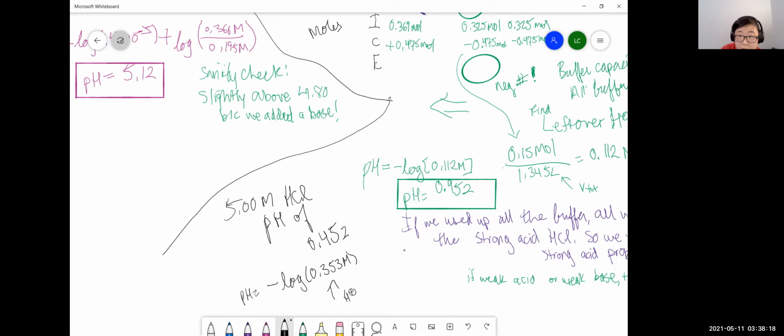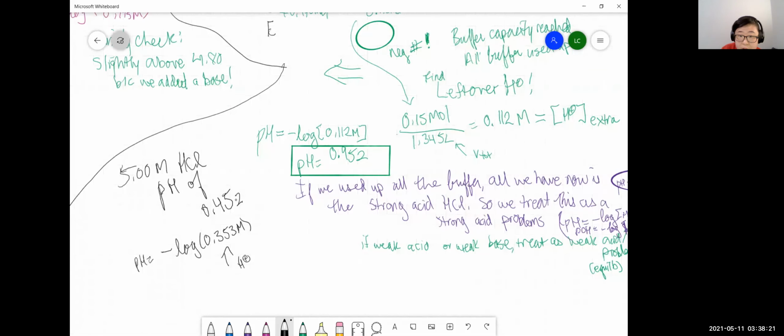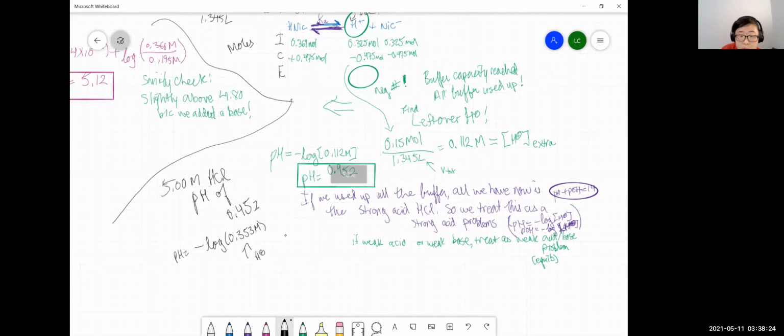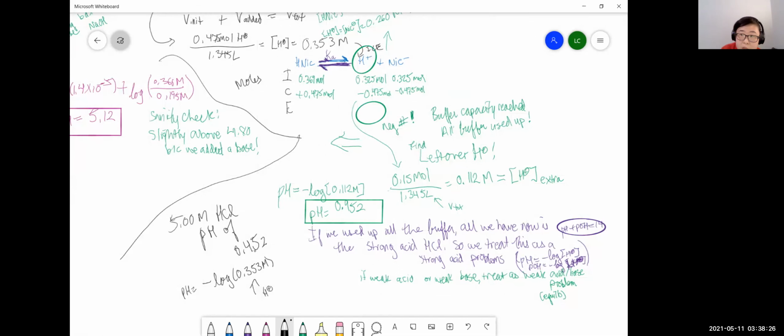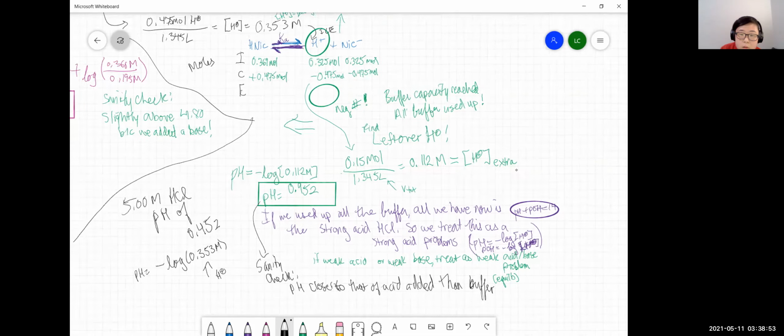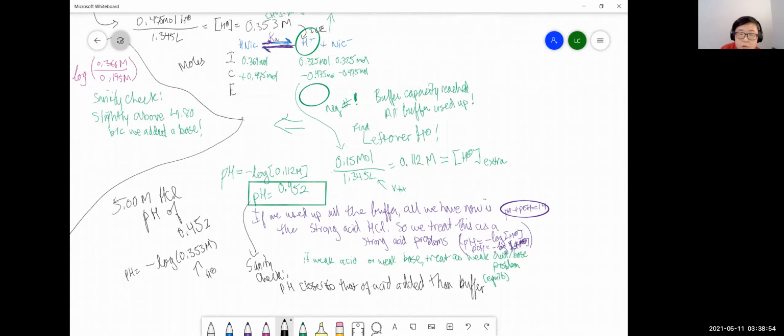And so when we compare these two, we can see it's still higher than 0.452 because the buffer did do some of its job. But because we went beyond, it's much, much lower. It's closer to the acid added. It's not close to 4.8. So the pH is closer to that of the acid added than the buffer.